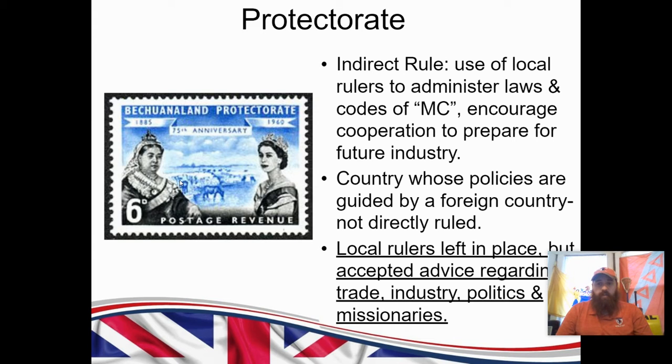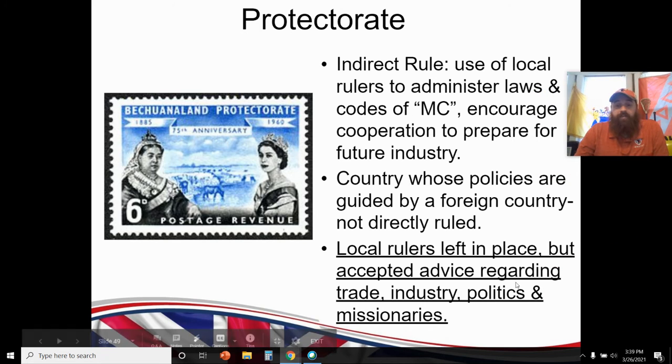So the use of local rulers to administer laws and codes encourages cooperation to prepare for future industry. Countries whose policies are guided by foreign countries not directly ruled, and most importantly, local rulers are left in place but accept advice regarding trade, industry, politics, and missionaries.